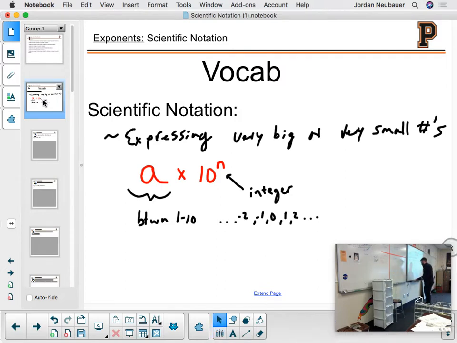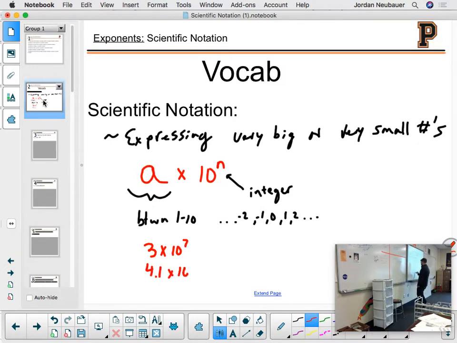Some examples of numbers in scientific notation: 3 times 10 to the 7th power, okay? 4.1 times 10 to the negative 3rd power. These are both scientific notation numbers. And since I did say we use them to represent really big numbers and really small numbers, generally, if the exponent of the factor of 10 is positive, that's representing a very big number. If the exponent is negative, this is representing a very small number.